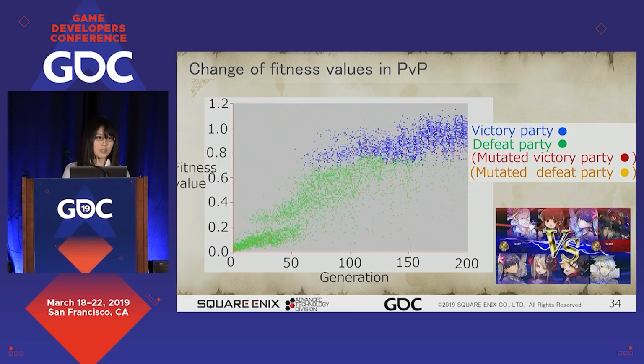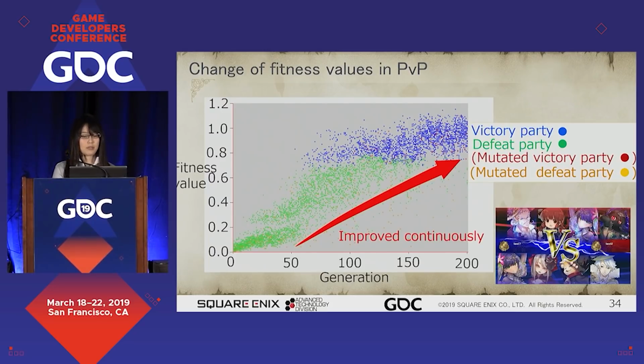This is a result for PvP. Please note that the vertical axis changed from battle time to fitness value. So the higher the fitness value, the better the party. The fitness score improved continuously too. On the other hand, there is some sudden growth sometimes. It's more difficult to win PvP battles than PvE battles, so this sudden growth happened when the generated party solved one of the reasons they were losing the battles before.